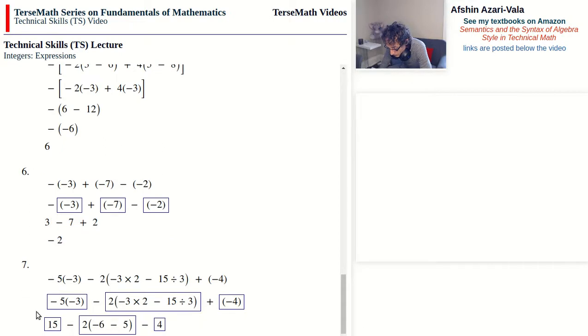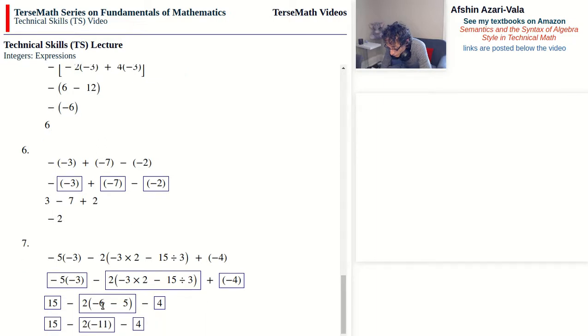Okay, so now we have 15 for term number 1. 2 has to wait until the second factor is done, and the second factor has 2 terms. So we get negative 6 minus 5. And then this becomes minus 4. We still have to work out the second term. And within the second term, we have to work out the second factor. Negative 6 minus 5 gives us negative 11. That's 2 losses in a row for a total loss of 11.